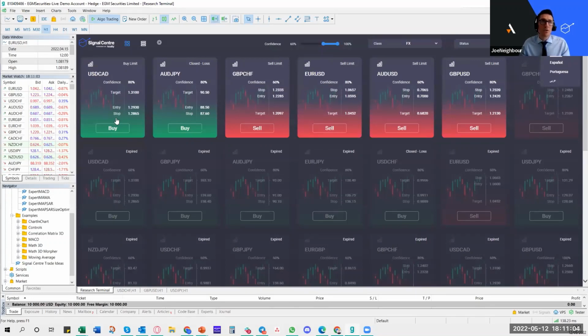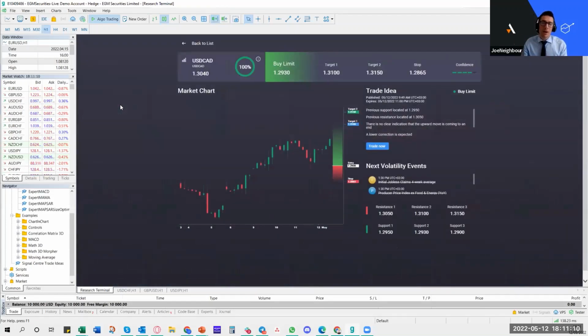So let's go beyond the tiles now. We have these tiles on the screen. Let's take US dollar, Canadian dollar, as our signal. We're going to click on that tile, and what we're going to get is a lot more information behind the scenes with this. So we can see here at the top, I'll just go through each element one by one.